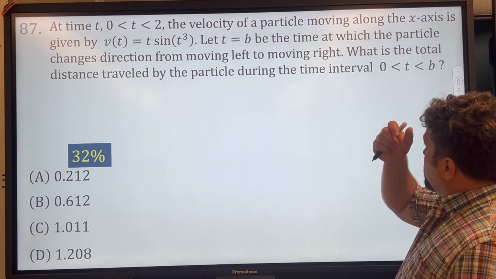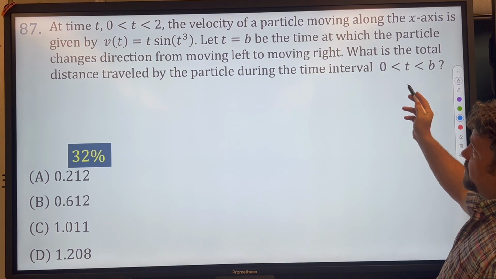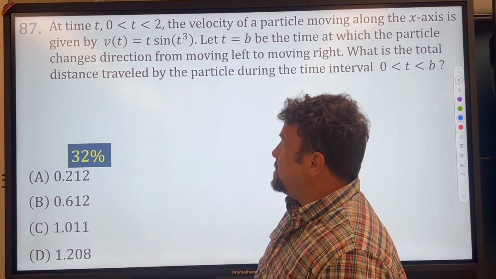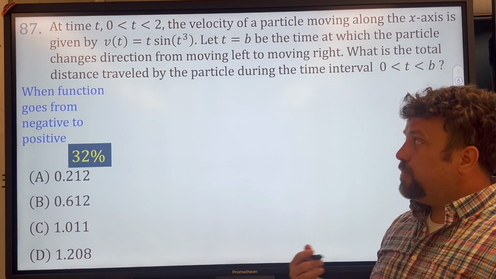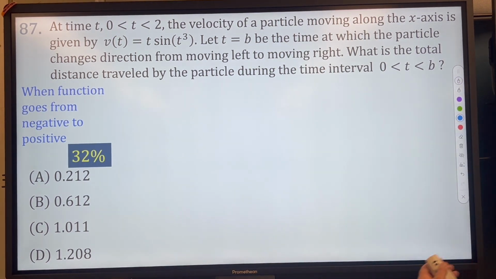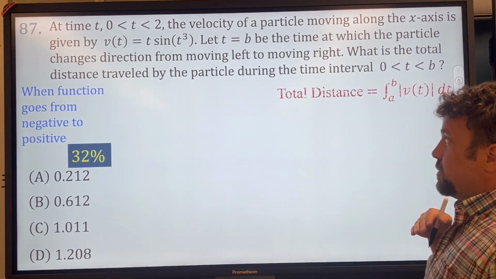All right, so what are we going to find out here? We want to know the total distance traveled in this time period, so we need to find out what b is. In order to do that, when the function goes from negative to positive, that's when it's going to change direction. Positive velocity is forward, negative velocity is backwards.